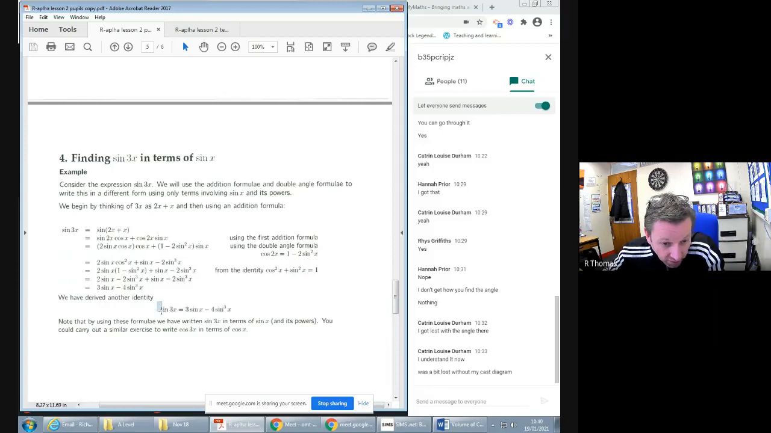So what we've done there, we've taken the sine of 3x and rewritten it in terms of sine of 1x: 3 sine x minus 4 sine cubed x. And all of that came from using sine A plus B, the double angle formulae substitutions, and cos squared plus sine squared equals 1.